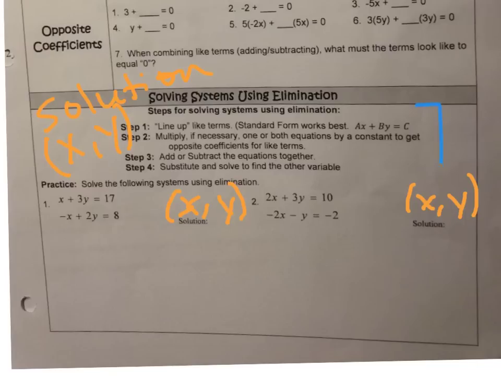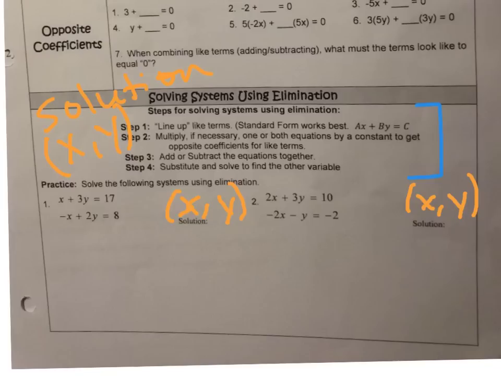Now let's look at these steps that they have given us to solve a system by elimination. Step 1 says to line up like terms. And standard form works best for this: Ax plus By equals C. If you notice, number 1 and number 2 are already in standard form.